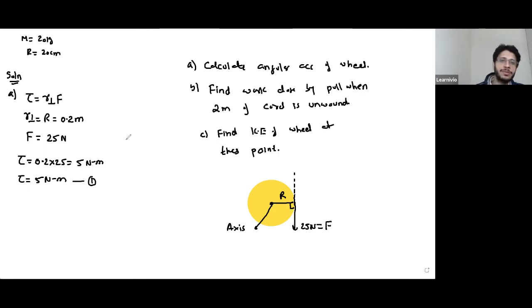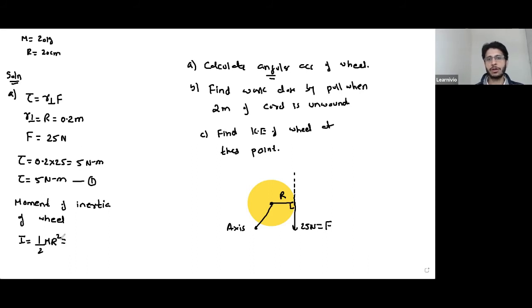But you don't need torque. You need basically angular acceleration. So I need the moment of inertia of the wheel. The moment of inertia of the wheel is the moment of inertia of a disk, which is mr square by 2. The mass of this wheel is 20 kg, R is 0.2, square divided by 2. So the moment of inertia is 10 into 0.04, which is 0.4 kg meter square.